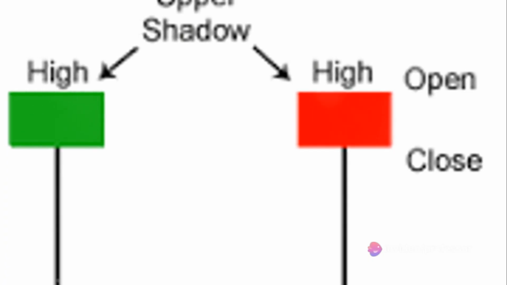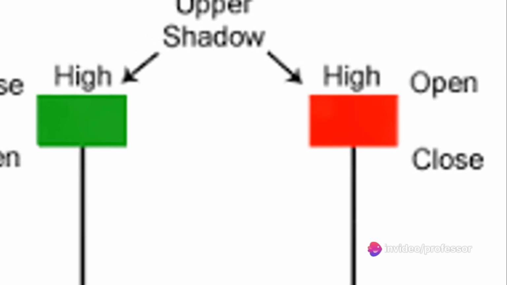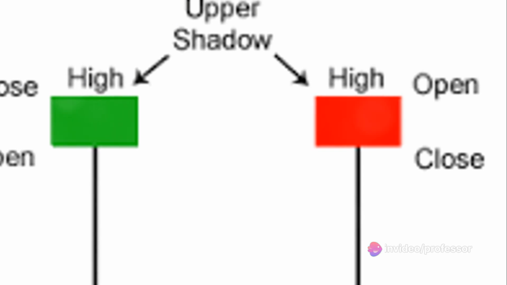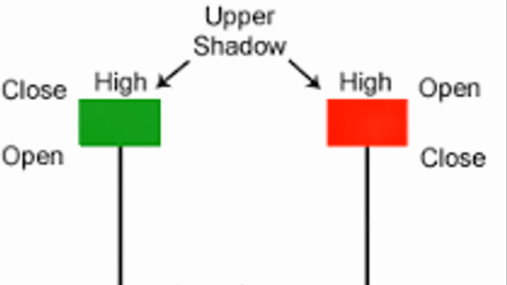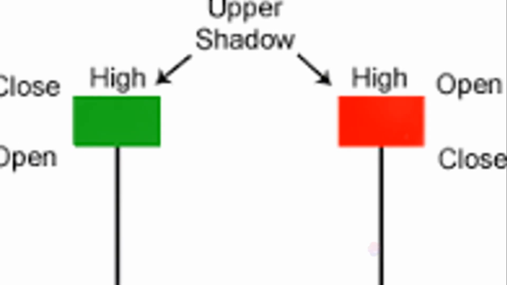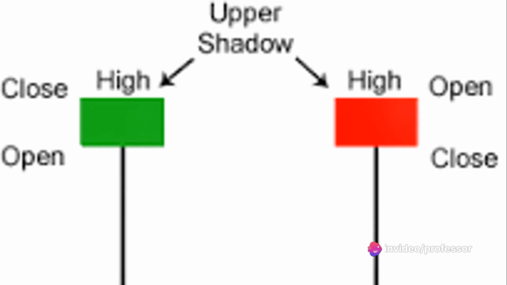Next on our list is the hammer pattern. It's named so because it looks like, well, a hammer. This pattern forms when there's a long lower wick, about 2 or 3 times the length of the real body, and a small upper wick, or none at all. The real body can be either red or green, but the key here is the long lower wick.